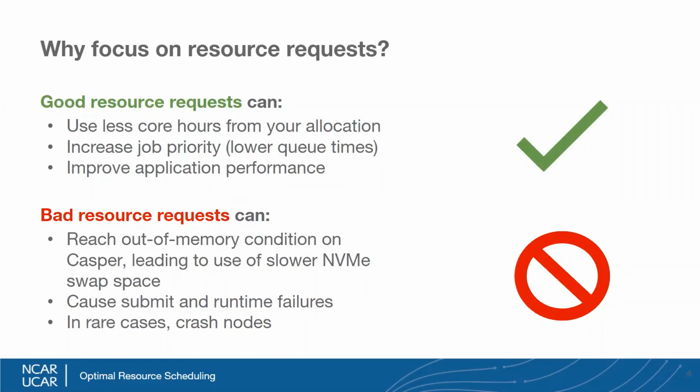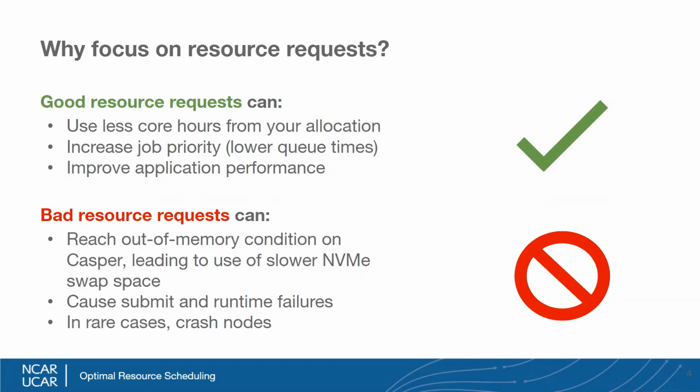These all kind of feed into each other, right? If your application is performing better, your jobs are going to take less wall time as well, and the less wall time you use, the higher your priority. So these all feed back on each other. Now, conversely, bad resource requests obviously don't do those things I just mentioned, but they can also cause you to reach an out-of-memory condition on both machines.